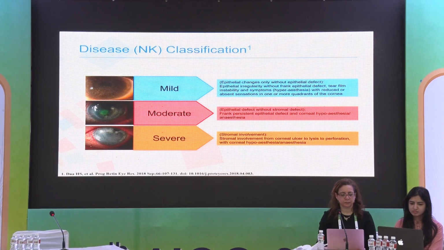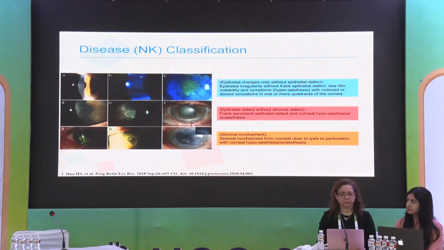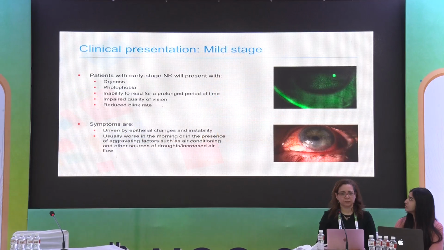Clinically, we divide this into mild, moderate, and severe, and simply put, when there is epitheliopathy without a frank defect and low sensation, it is mild. When there's a frank epithelial defect but no stromal involvement, it is moderate. And when there is stromal involvement in addition, again with poor sensation, it is severe. And these are some examples of mild, moderate, and severe cases.